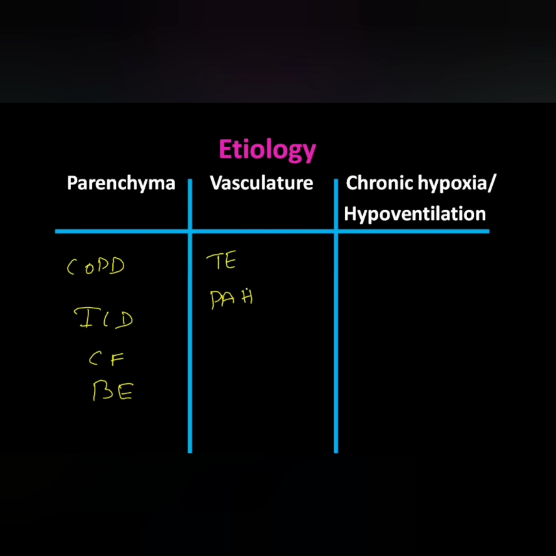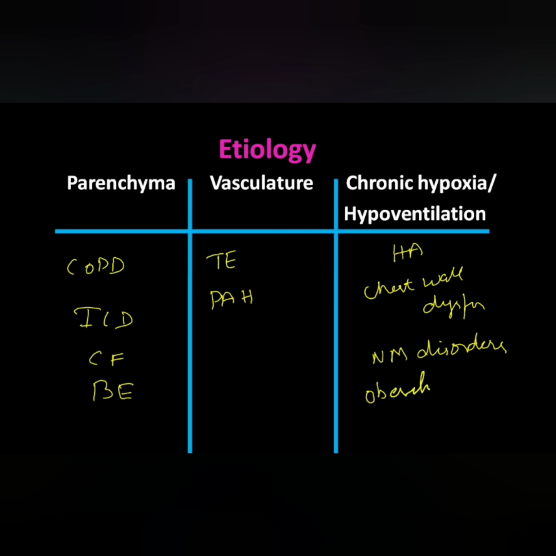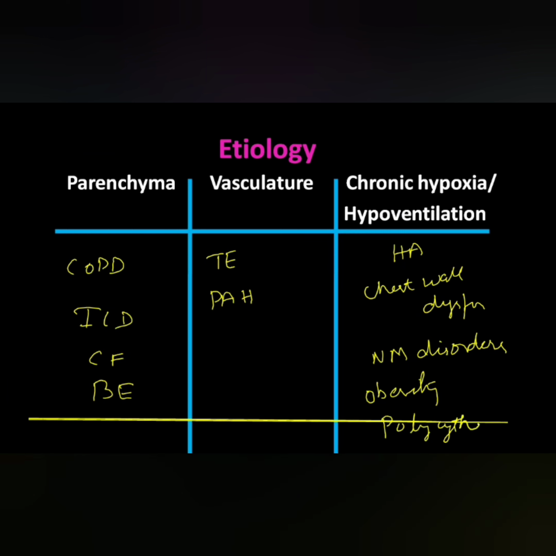Conditions like living at high altitudes for a longer time, or when the person has chest wall dysfunction, or neuromuscular disorders, all these conditions are going to cause chronic hypoventilation or hypoxia. In addition to all this, whenever the person has morbid obesity and also when the person has polycythemia, they can also be more prone to develop cor pulmonale.